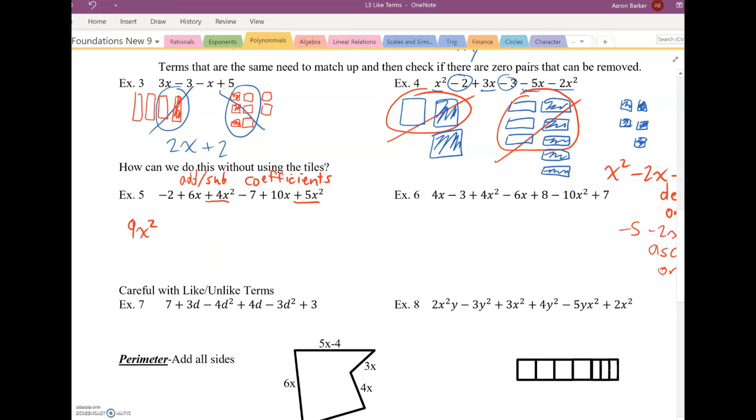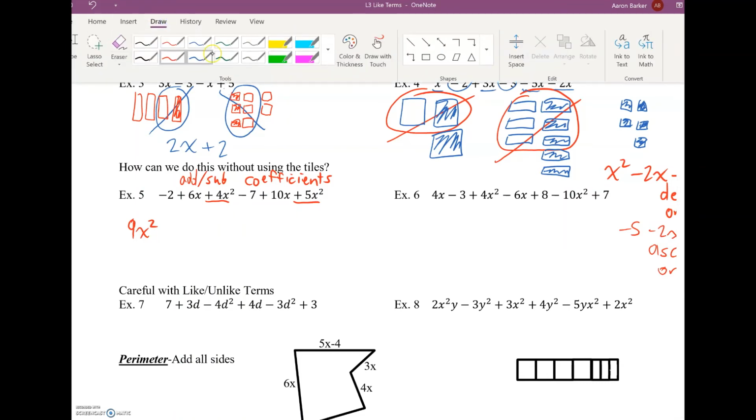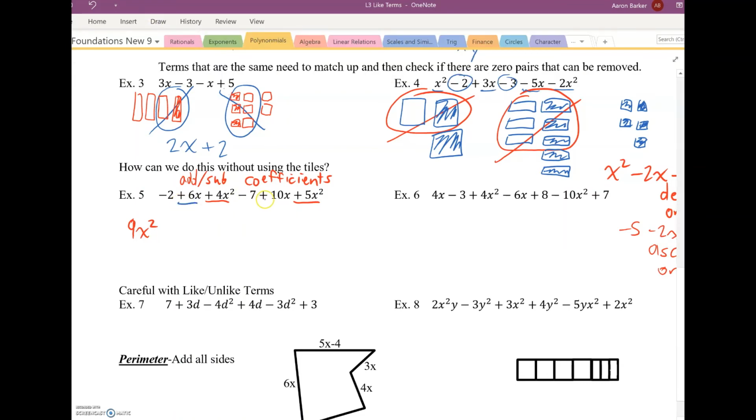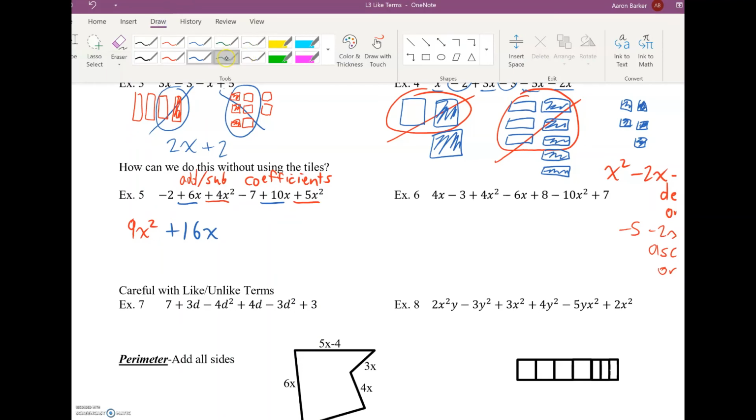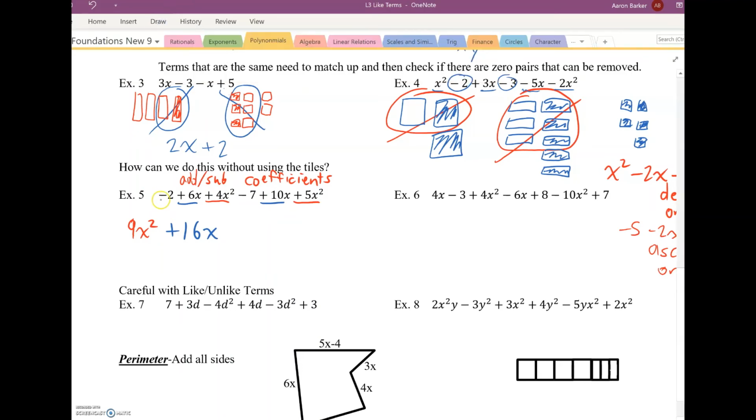Okay. What about our x's then? Our x's, we have plus 6 and plus 10. So altogether, we have 16 x's. And finally, then, let's have a look at our 1 tiles. Here's a -2, here's a -7. So what we have is a -2 and a -7. They combine to give us a -9.